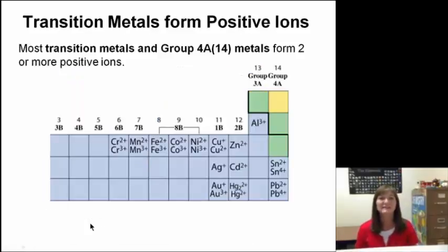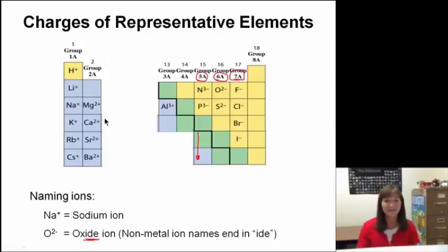Okay, what if you have a transition metal? Well, we know they're going to form positive ions because all metals form cations. Most of your transition metals and your 4A metals form 2 or more positive ions. So if we look at some of them here, this periodic table is not showing all of them, but notice chromium here can make a 2+ charge or a 3+ charge. And copper can make a 1+ charge or a 2+ charge. So what we say are the transition metals, for the most part, have what we call a variable charge. Their charge can vary, or it's not a fixed charge, where the ones back here have a fixed charge.